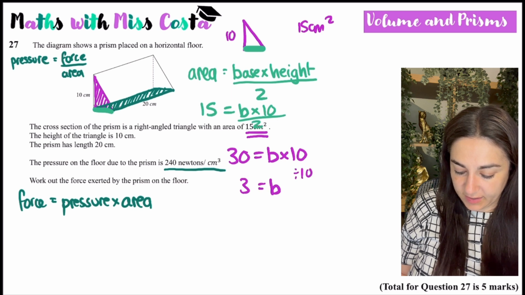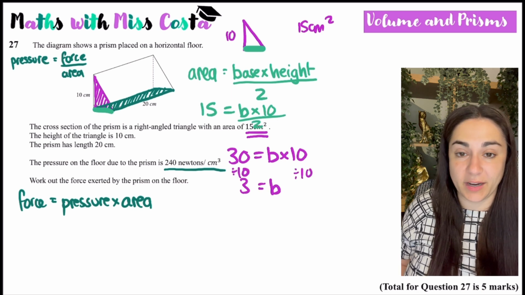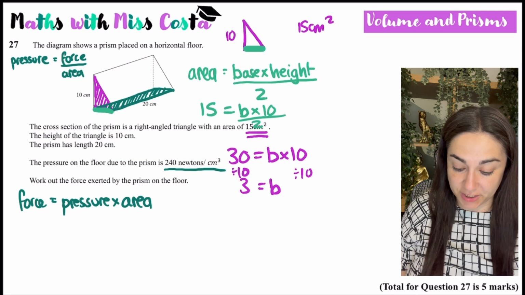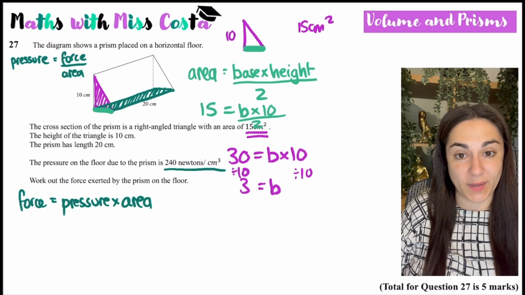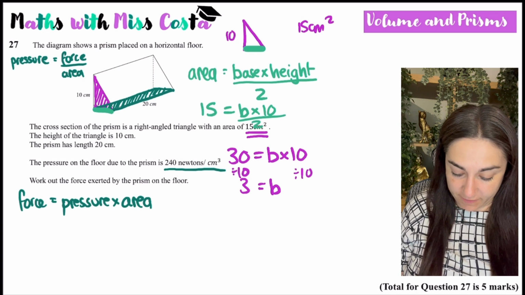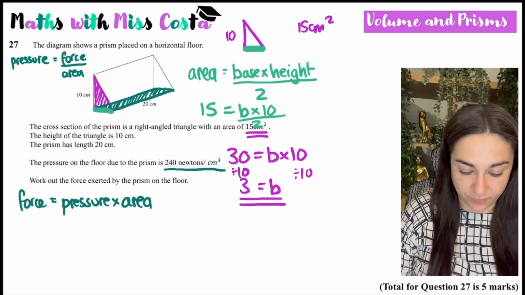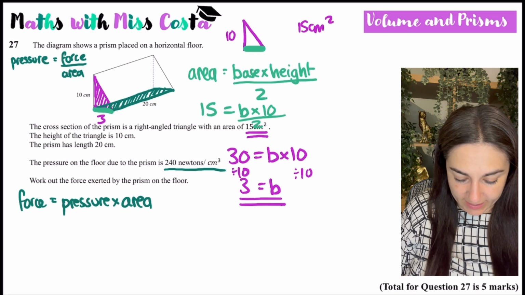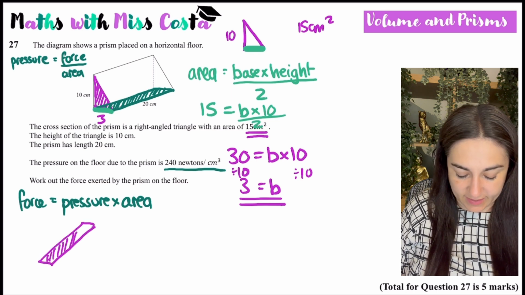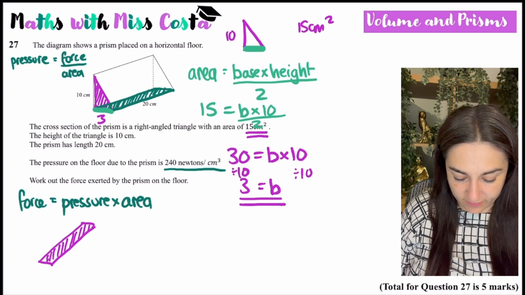So because it's one of the last questions, it's going to bring a lot of skills together. So changing the subject is what's going to really help you here. So I've worked out that the base is 3. So now that I know that the base is 3, I can work out the area of the part that is exerting the force. So 3 times 20 gives me an area of 60 centimeters squared.